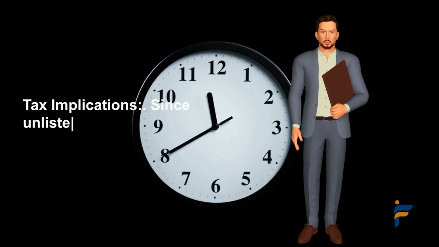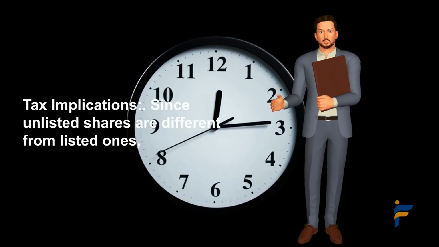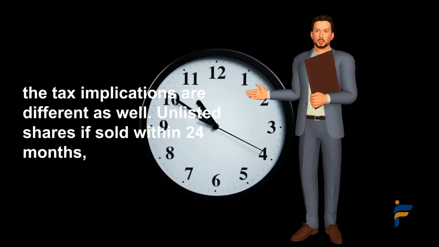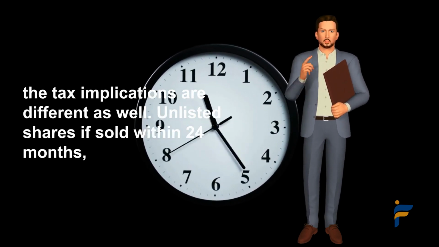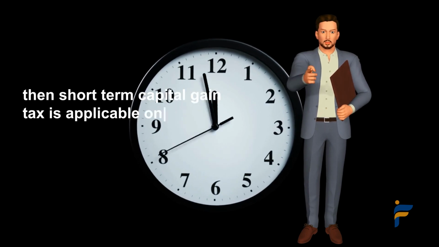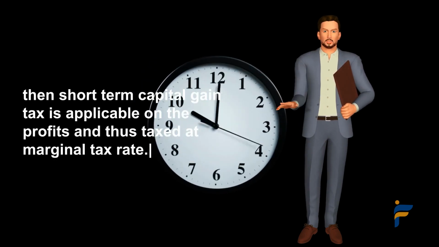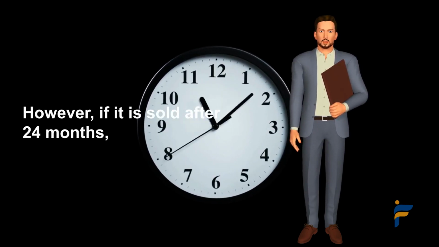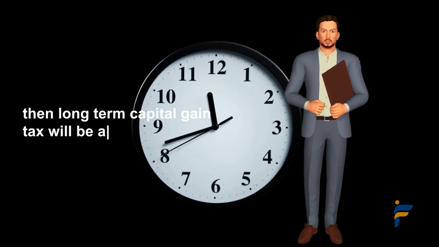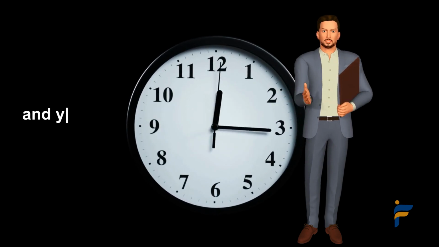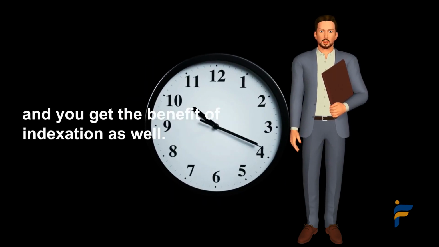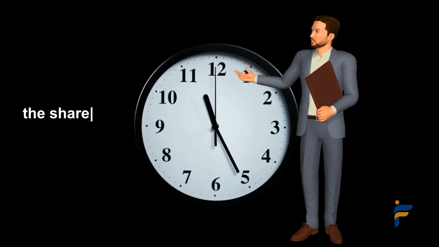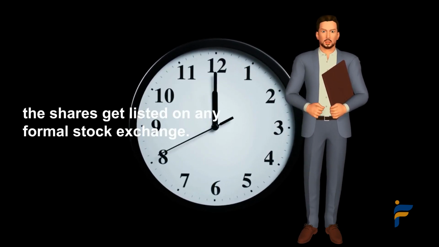Tax implications. Since unlisted shares are different from listed ones, the tax implications are different as well. Unlisted shares, if sold within 24 months, attract short-term capital gain tax on the profits, taxed at the marginal tax rate. However, if sold after 24 months, long-term capital gain tax will be applicable at 20% and you get the benefit of indexation as well. However, the profits are calculated as per FMV until the shares get listed on any formal stock exchange.